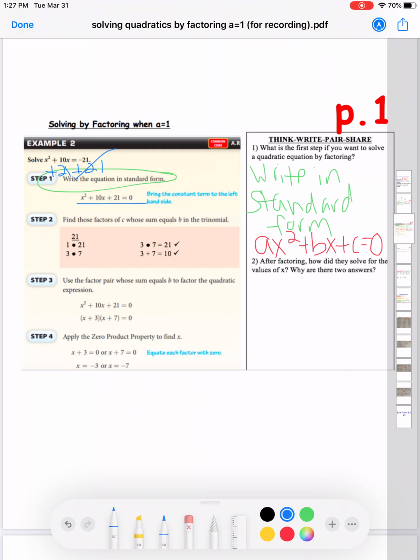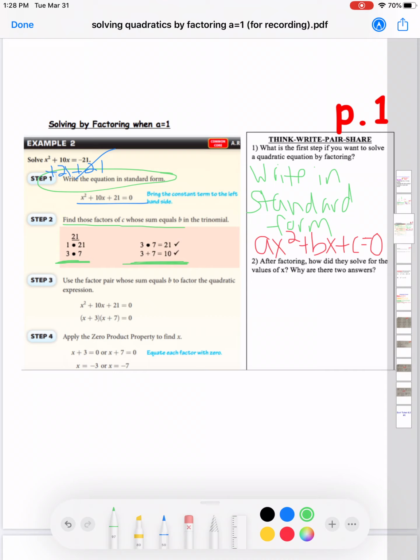That is in standard form. Now we get into factoring. So this type of factoring here, remember we ask ourselves that key question of what are the factors of c that add to b? So what are the two numbers that multiply to 21 but also add to 10? And we see those numbers right here. We picked 3 and we picked 7.